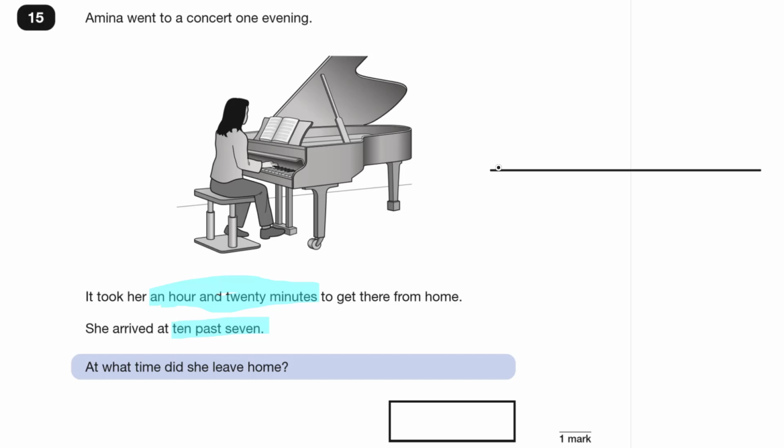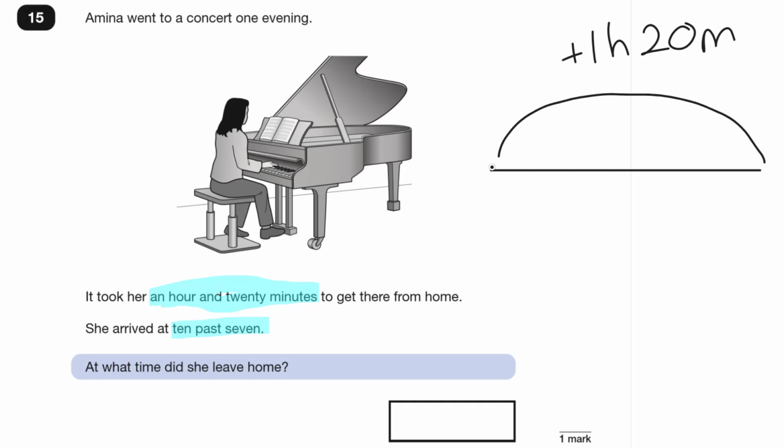So if I think of this as a timeline, it took her an hour and 20 minutes to get there from home. So I'm going to do this as my journey. So it took 1 hour, 20 minutes. Or I might even want to write that in minutes. So I could say that's the same as 80 minutes. And she got there at 7:10.